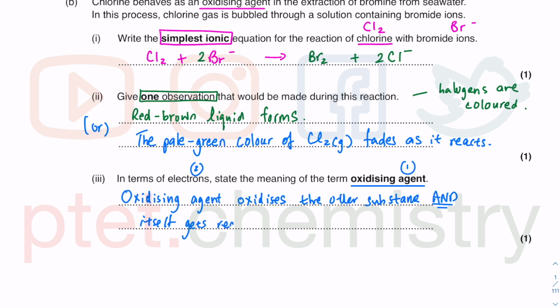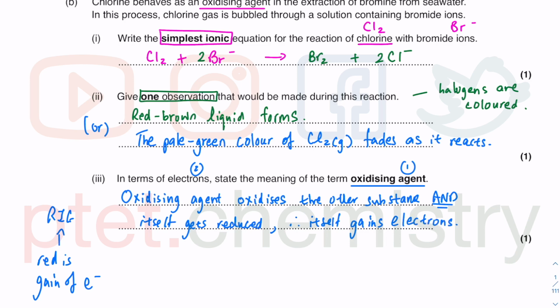After we think about what happened to itself, we can think about the definition of reduction as part of OIL RIG, where reduction means gain of electrons. So if itself gets reduced, therefore itself gains electrons. Rather than remembering stuff unnecessarily, why don't we just try and remember our general definition, and from there we can relate reduction to gaining of electrons.